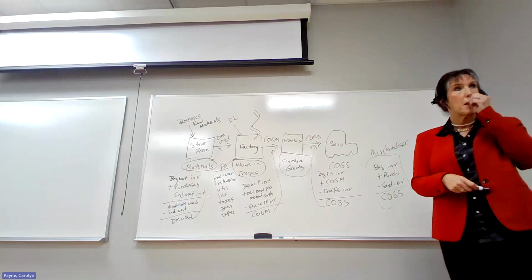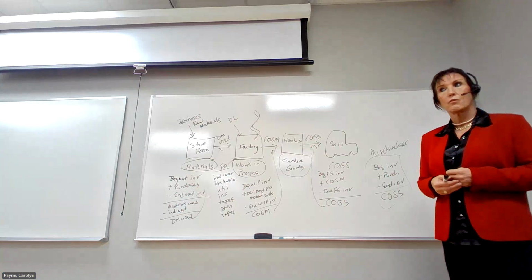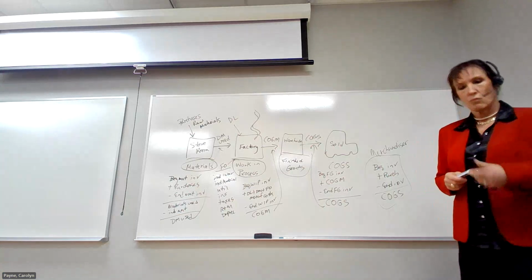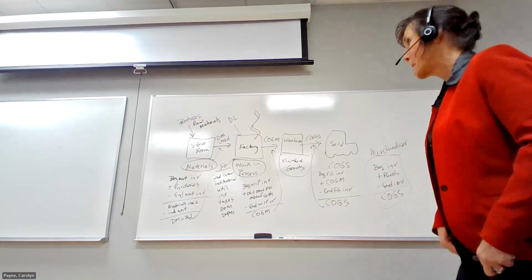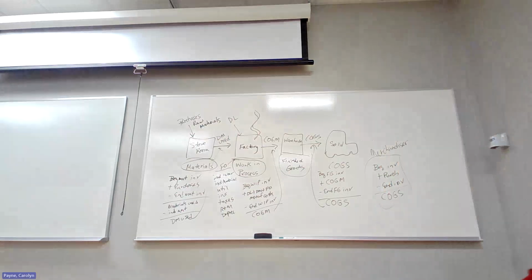So flow of costs. They probably won't have it. They'll recognize it on cost of goods manufactured.